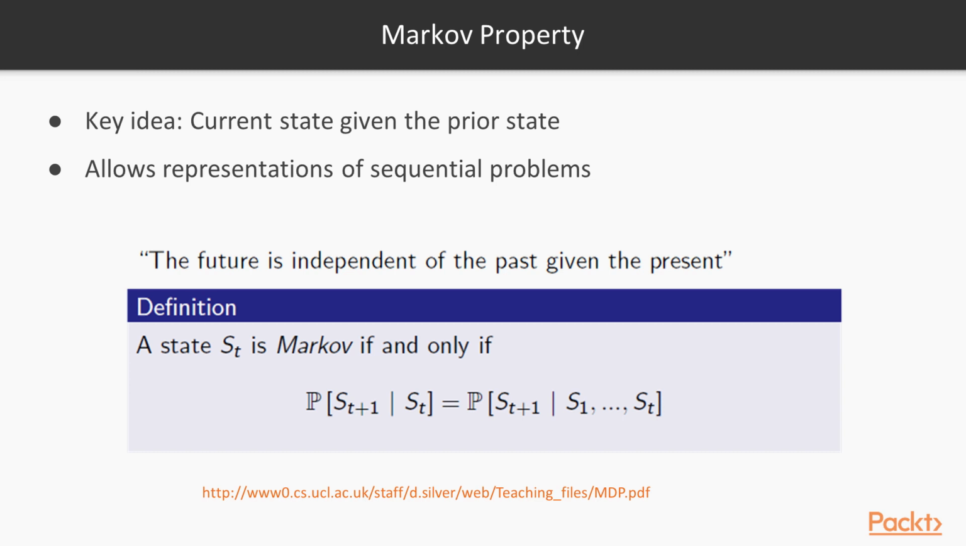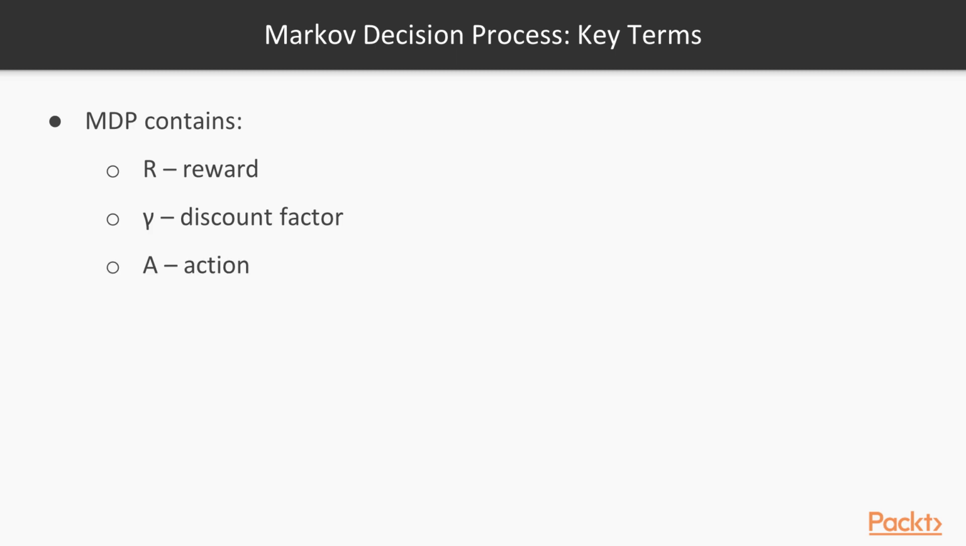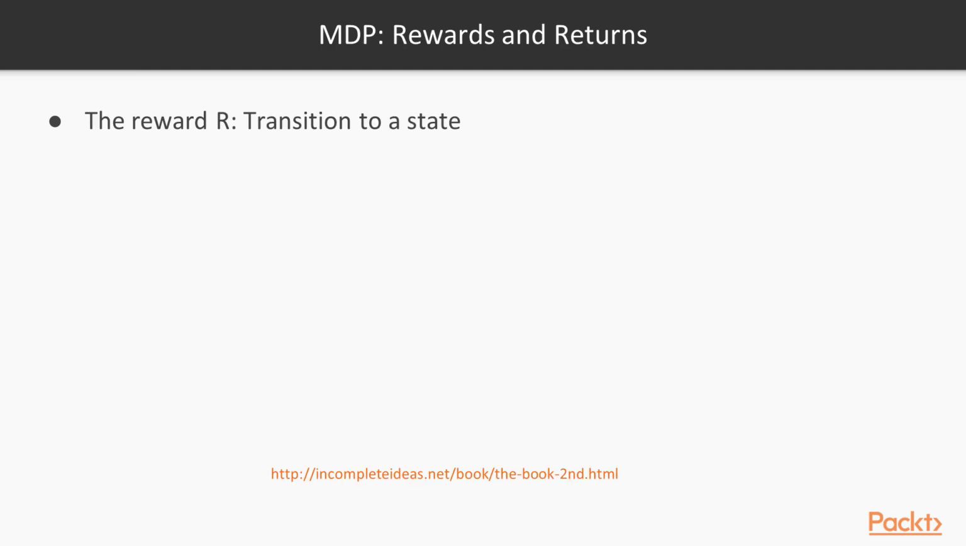More formally, the probability of state S at time t plus 1 given state S sub t is equal to the probability of S sub t plus 1 given all prior state history. Next, we'll go over key MDP terminology. MDPs contain reward R, discount factor gamma, actions A, state transition probabilities P, and state S. In the context of MDPs, the reward R is a scalar received by transitioning to a state.